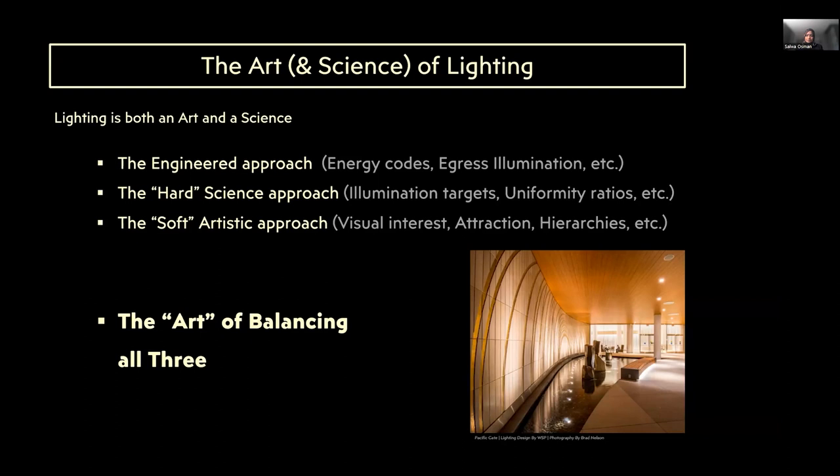And the hard science approach also addresses glare. How do you prevent glare? How do you create uniformity ratios that help us with those physiological aspects that we talked about, like adaptation, especially for older individuals, and accommodation and all these things?